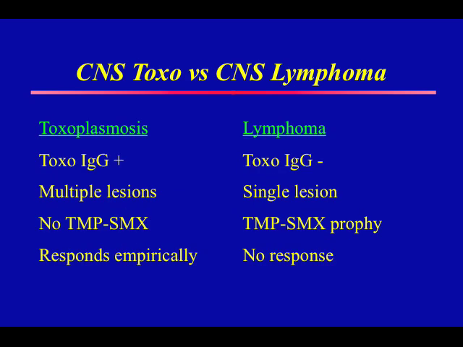Next, I want to move into the nervous system, talking about HIV patients coming in with neurological symptoms. You do a CT and you have a brain lesion or brain lesions. This is just a quick guide as a review for you guys. When do you think about toxoplasmosis? When do you think about lymphoma? So, of course, if your toxo IgG in your blood is positive, it's most likely toxo. If you have multiple lesion versus single lesion, that's most likely toxo.